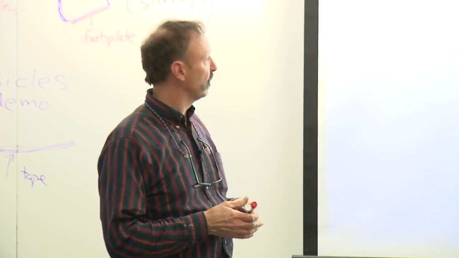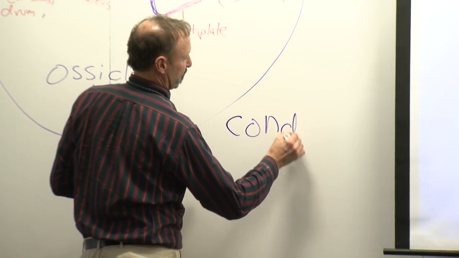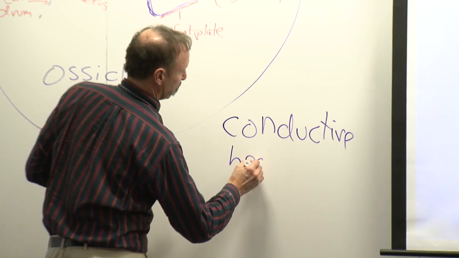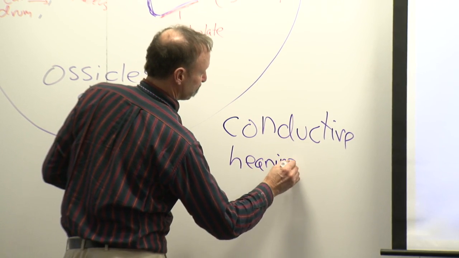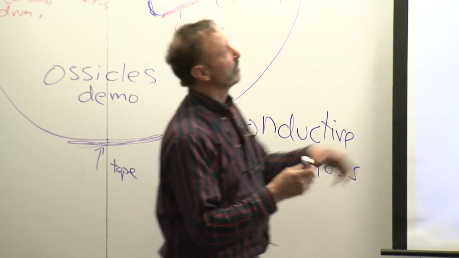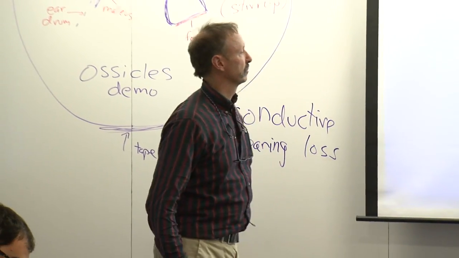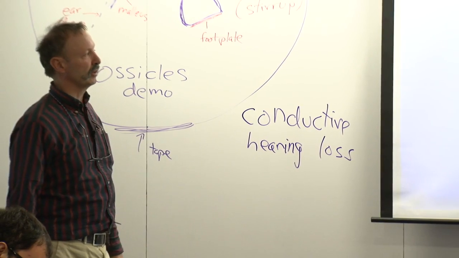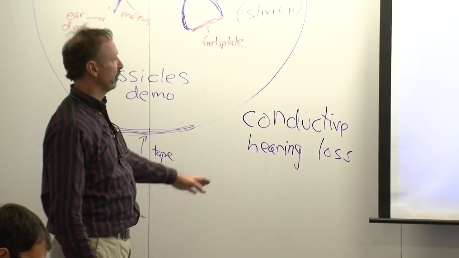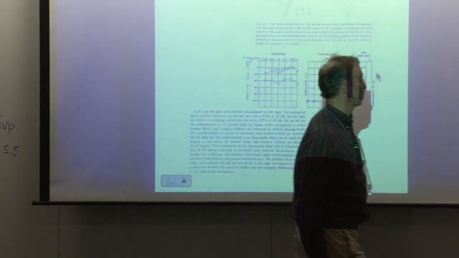This type of hearing loss is called a conductive hearing loss because it's in the conductive mechanism to conduct the sound from outside your body into inside your body. It's a conductive hearing loss. So that is the job of the middle ear, to ensure efficient transmission of sound in air into the fluids of your body. And without it, you have a moderate to severe hearing loss.